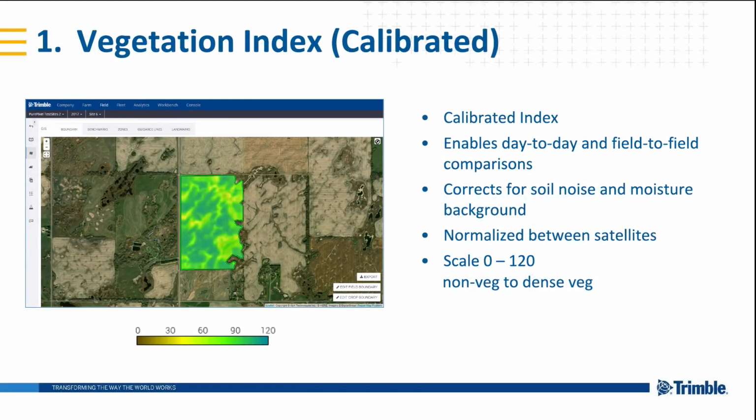The first is the vegetation index. This calibrated index enables day-to-day and even field-to-field comparisons. It also corrects for what we call soil noise and moisture background. It's normalized between satellites to produce a consistent vegetation index. And these satellites use a standard scale that goes from 0 to 120, which means non-vegetation to dense vegetation.